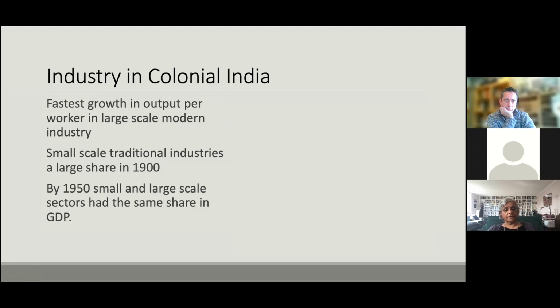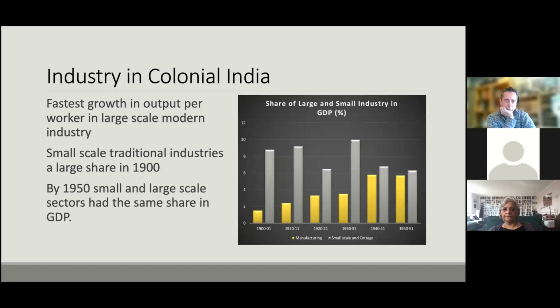This productivity growth was driven by the investment in large modern industries, so large-scale modern industry. And we need to compare this large-scale industry with the small-scale traditional industries, which were already there at the beginning of the 20th century. So this graph shows you in yellow the large-scale industrial investment, and in gray the small-scale traditional industrial investment.